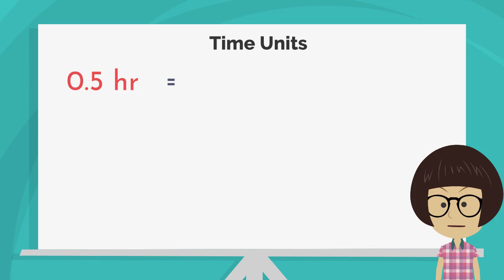How would you read this? It's half an hour. Half an hour. Or you can say 30 minutes. 30 minutes. But don't say 0.5 hour. We don't use point in telling time.